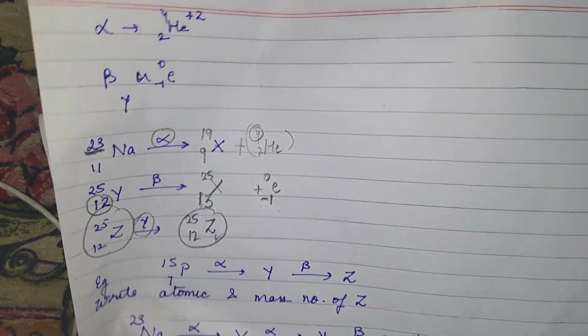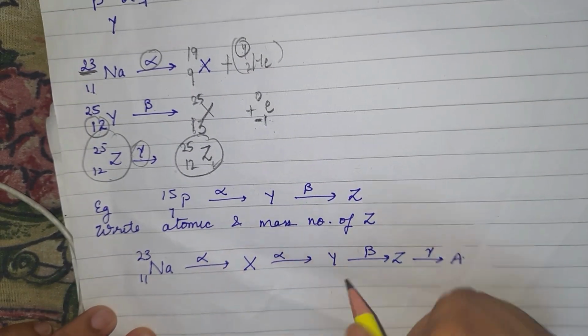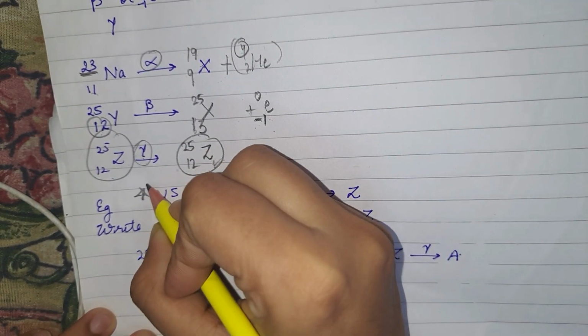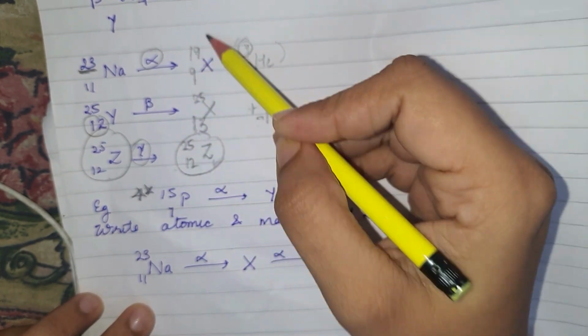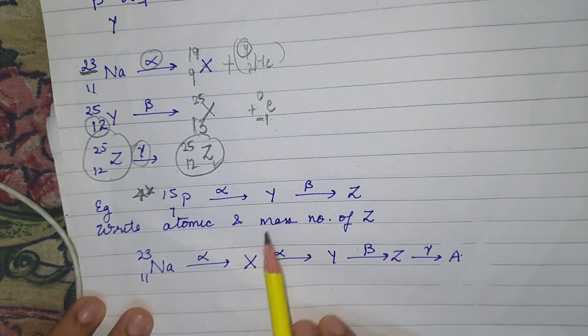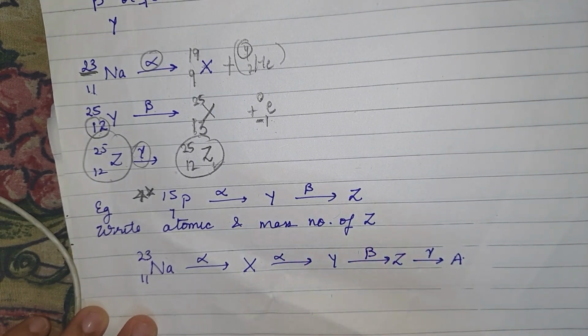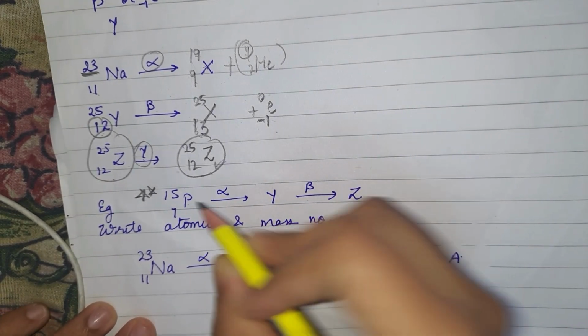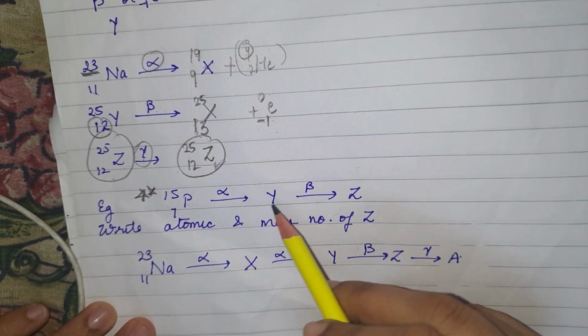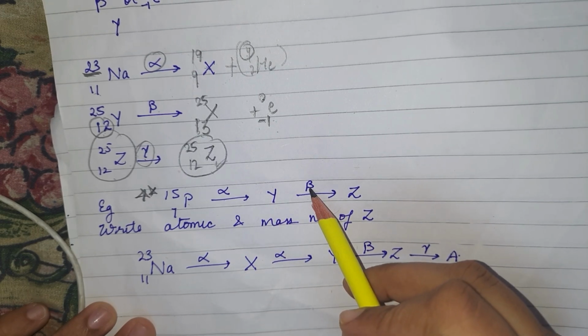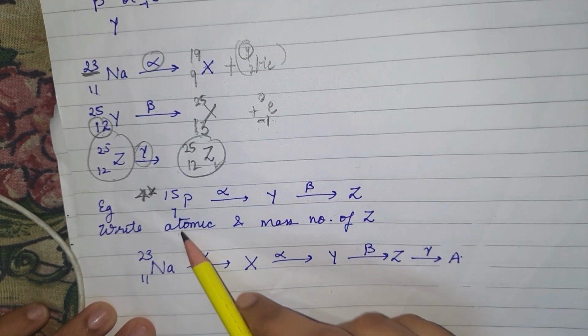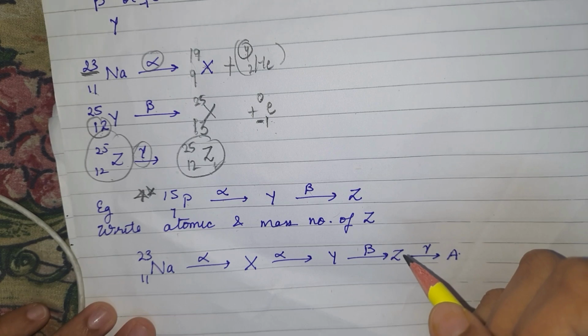Let us try a little bit complicated kind of equation. This usually comes in an exam. They are not going to ask you that simple in the board exam, it is even more complicated, but yes, you need to know the basics, then we'll move to the higher level. Okay, so this P is emitting alpha, then forms Y, and it emits beta, and then ultimately it becomes Z. They are saying find the atomic and mass number of Z.